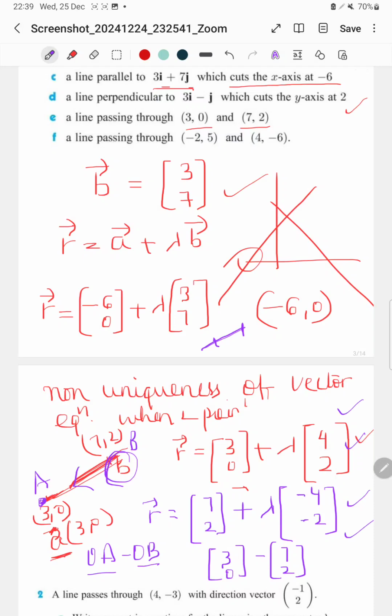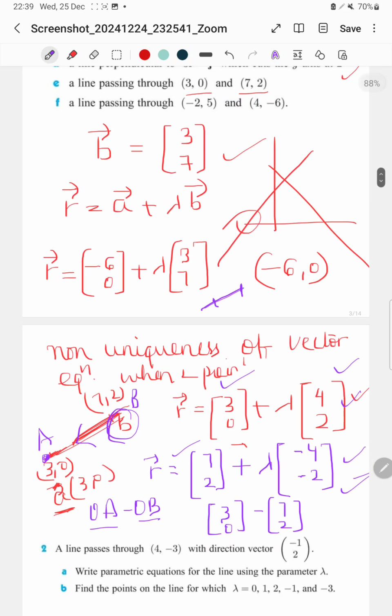And see, there are two different equations here. So these are non-unique equations, because here I am considering the point (7, 2) and here I am taking the point (3, 0). So you can get different vector equations.